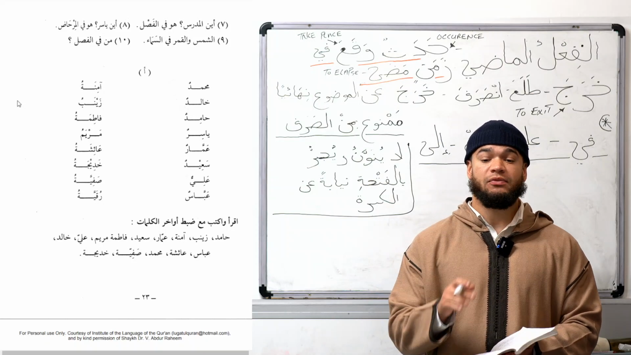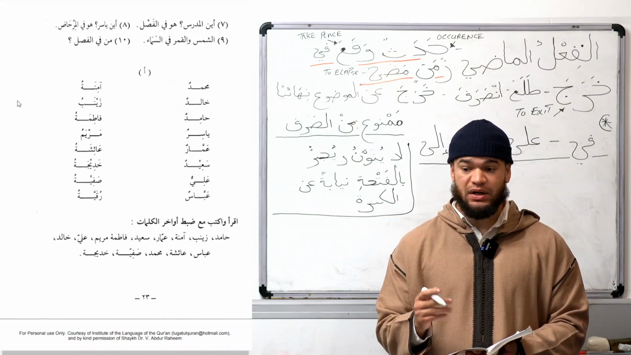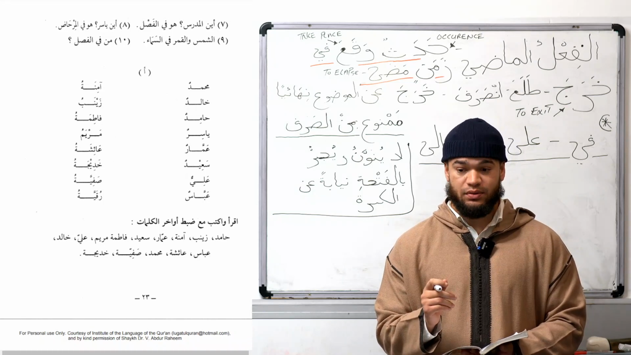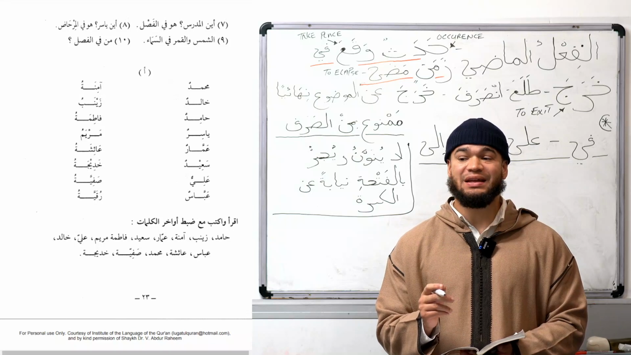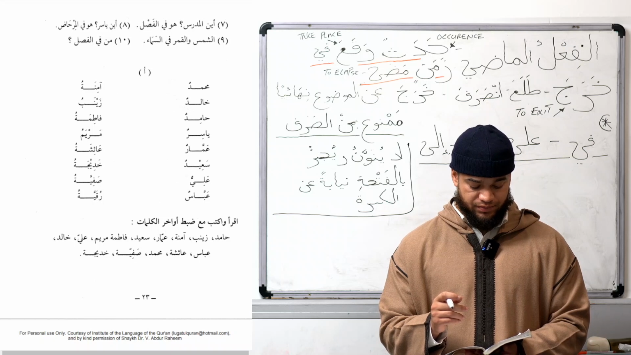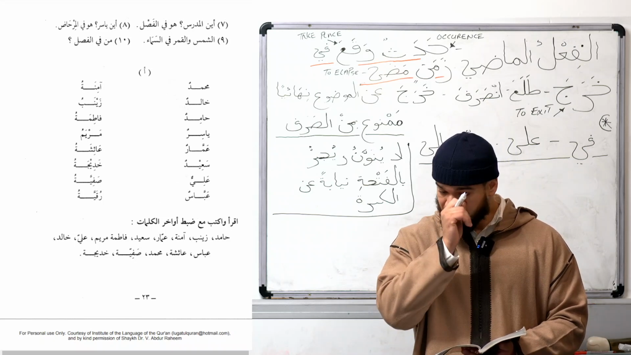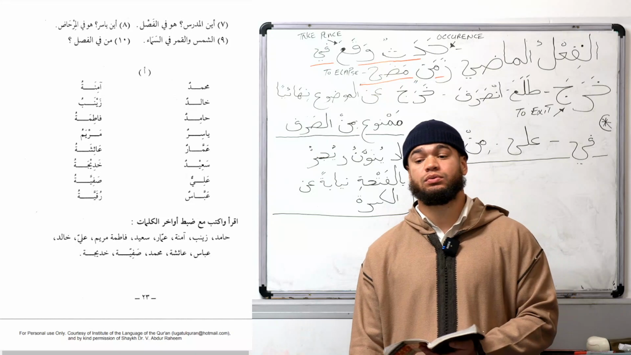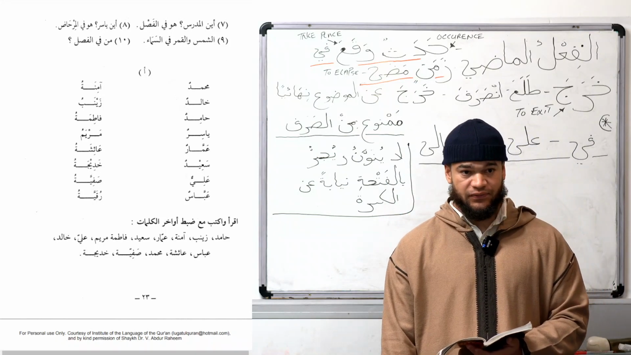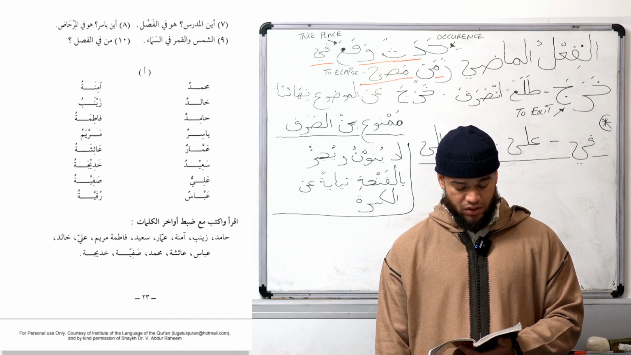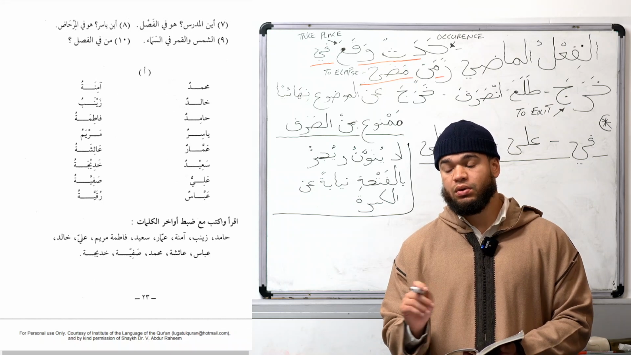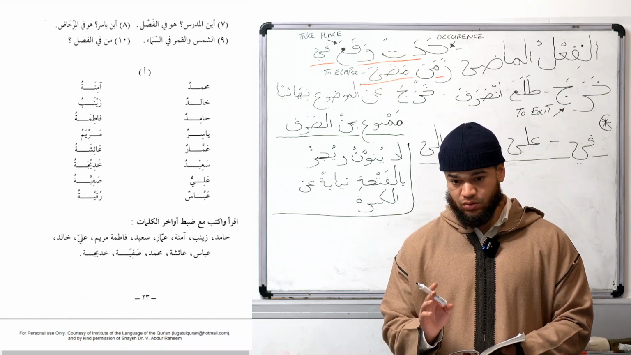Now we move on to the female names. Now look at this, slightly different. Aminatu. Zainabu. Fatimatu. Maryamu. Aishatu. Khadijatu. Safiyatu. Ruqayyatu. All of these names here.